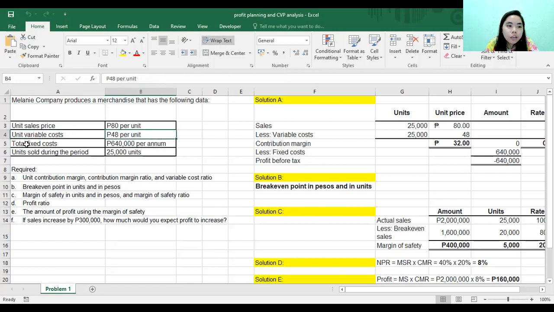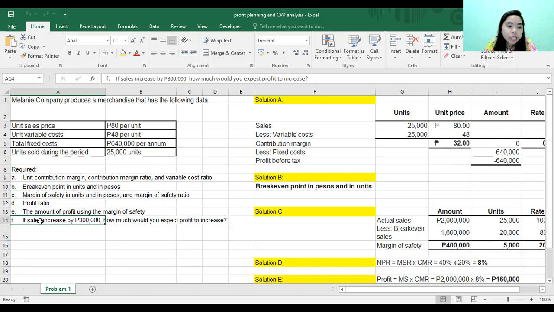Its total fixed cost is 640,000 per annum. That's the amount of fixed cost that they incur for the year. And the units sold during the period is 25,000 units. What are the requirements? First is the unit contribution margin, the contribution margin ratio, and the variable cost ratio, using the variable costing model. Then break-even point in units and in pesos, margin of safety in units and in pesos, and the margin of safety ratio, the profit ratio, the amount of profit using the margin of safety, and we have here a sensitivity.